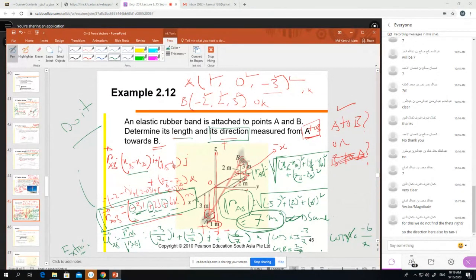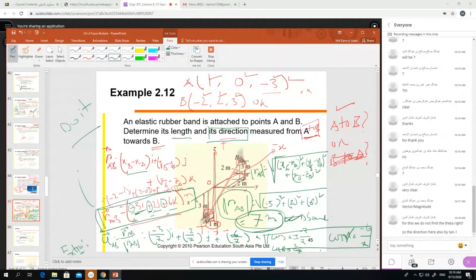Very easy, right? It is positive 6, doctor, not minus 6. Sorry? It is positive 6. Positive 6. I wrote it wrong. Positive 6, yes.